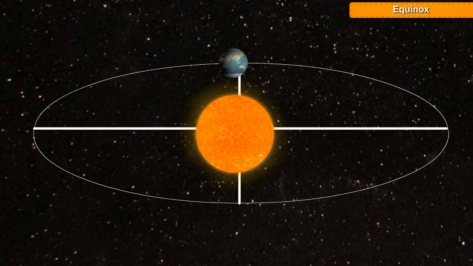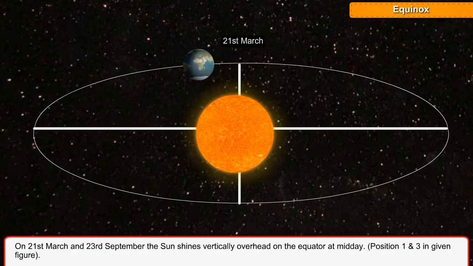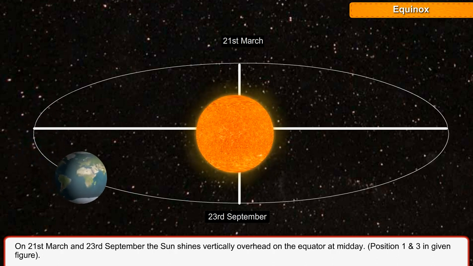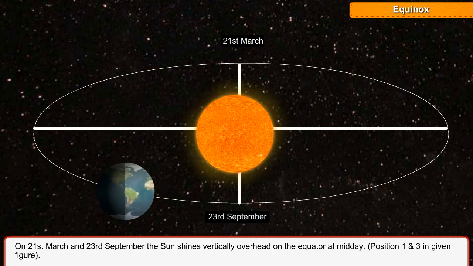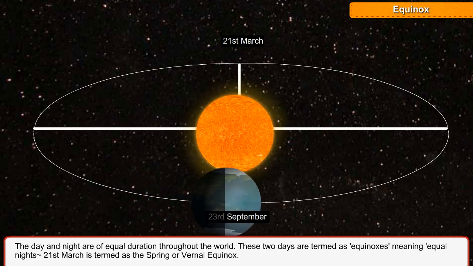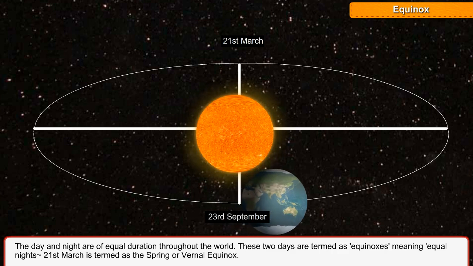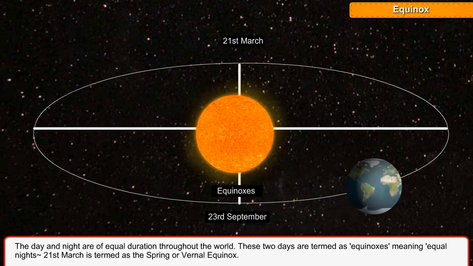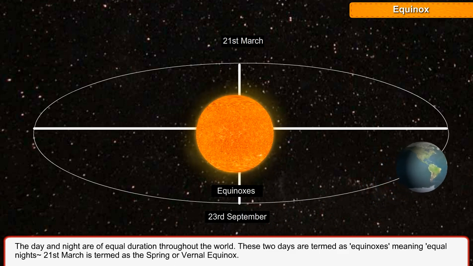Equinox. On 21st March and 23rd September, the Sun shines vertically overhead on the equator at midday. Position 1 and 3 in given figure. The day and night are of equal duration throughout the world. These 2 days are termed as equinoxes, meaning equal nights.